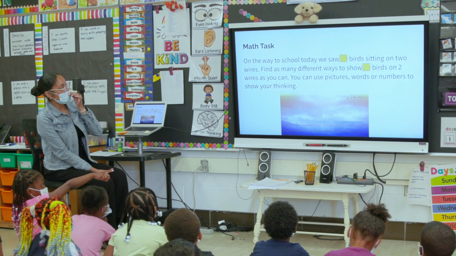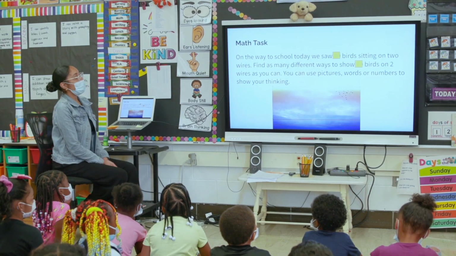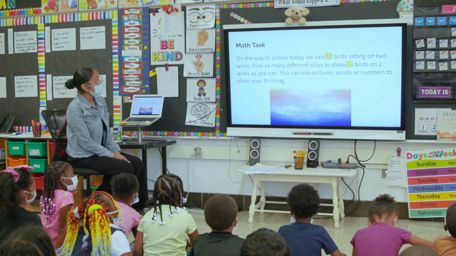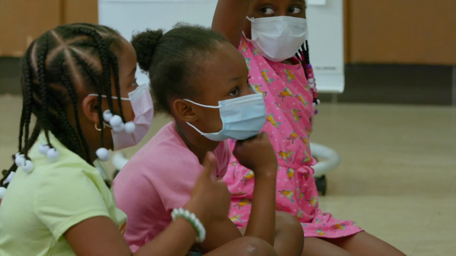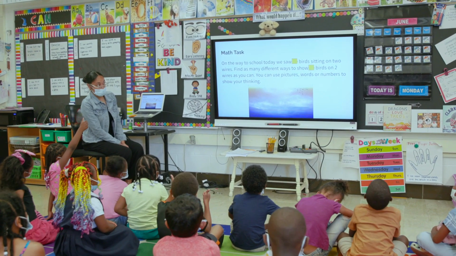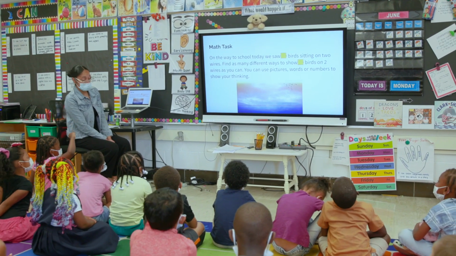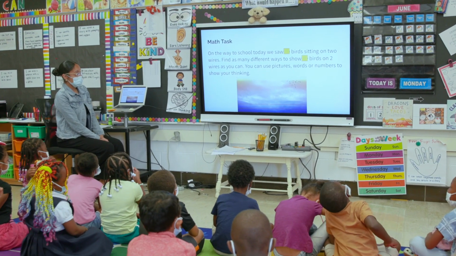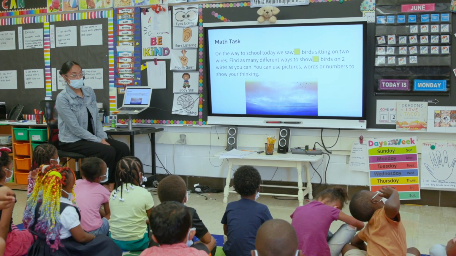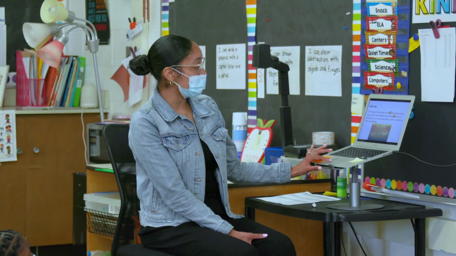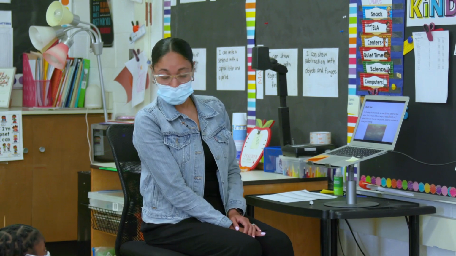I'm gonna read you the math task today. I have the numbers covered because I want you to make sure everybody's listening to the story. On the way to school today, we saw birds sitting on 2 wires. Give me a thumbs up if you see those 2 wires. Find as many different ways to show those birds on 2 wires as you can. You can use pictures, words, or numbers. We'll also be using some math tools to show your thinking. So now you ready to see how many we're gonna decompose today, break apart?